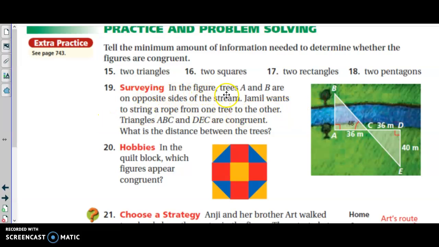Numbers 19 and 20 refer to some images on the screen. Surveying: in the figure, trees A and B are on opposite sides of the stream. Jamil wants to string a rope from one tree to the other. Triangles ABC and DEC are congruent. They give you that information. What is the distance between the trees? Number 20, hobbies: in the quilt block, which figures appear to be congruent?